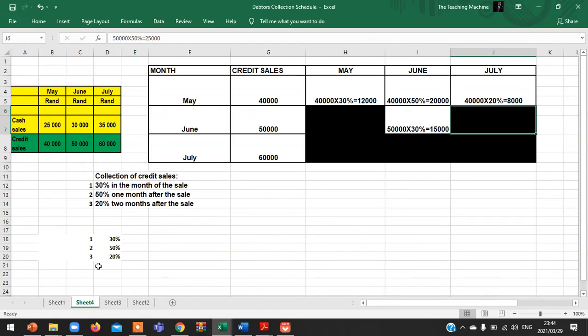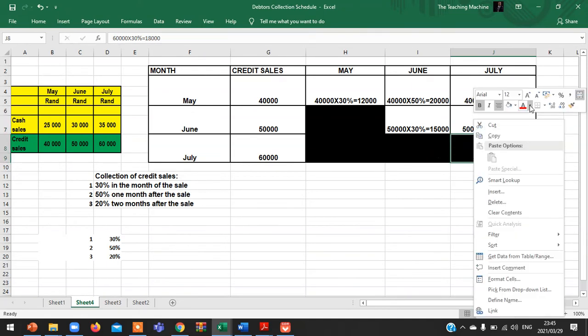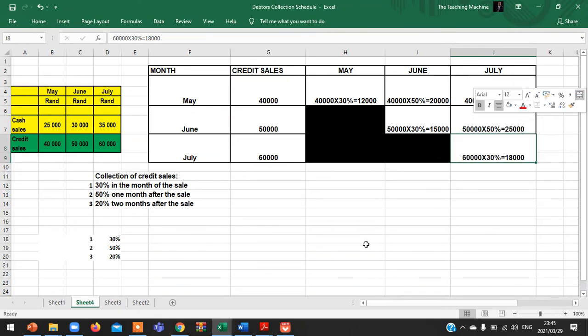Your 2 says collect 50%. So 50% of 50,000 is 25,000. All right. Now we're not going to count May. It's a month before July. We're not going to count June. It's a month before July. But we can count from July to July. July to July, it's 1 month. And 1 month says collect 30%. So 60,000 times 30% is 18,000 rands.